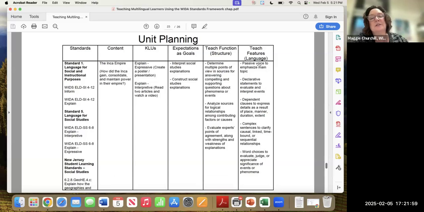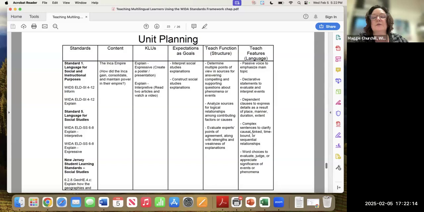Here's where that passive voice comes in. We see a lot of passive voice in science and social studies text at the middle school, using those declarative statements, right? Adding dependent clauses to help students get to complex sentence structure. So these two are really linked.